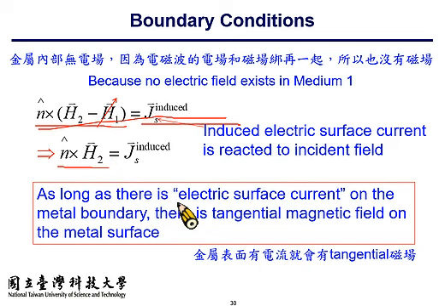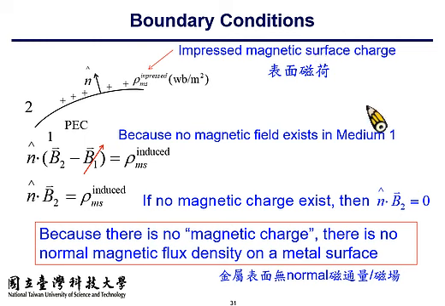So as long as there is an electric surface current on the metal boundary, on the metal surface, there is a tangential magnetic field on the metal surface. 所以只要金属表面上只要有表面电流，那就表示你有 tangential 的磁场。Okay. All right.